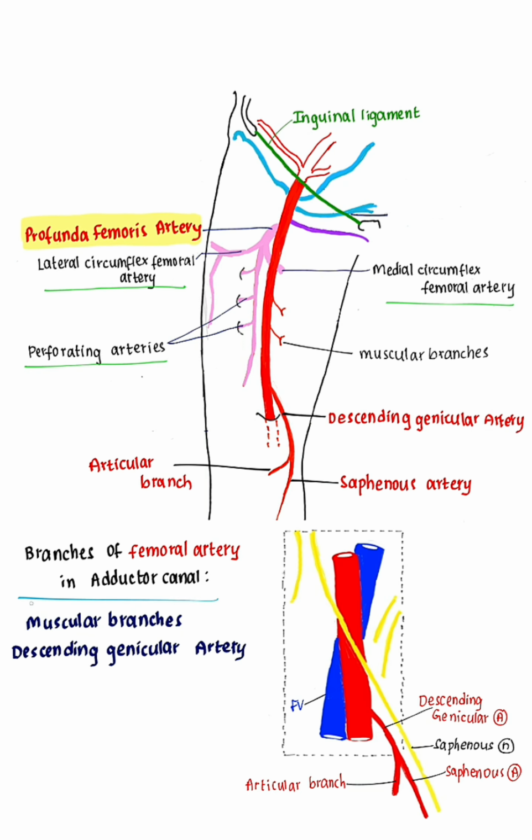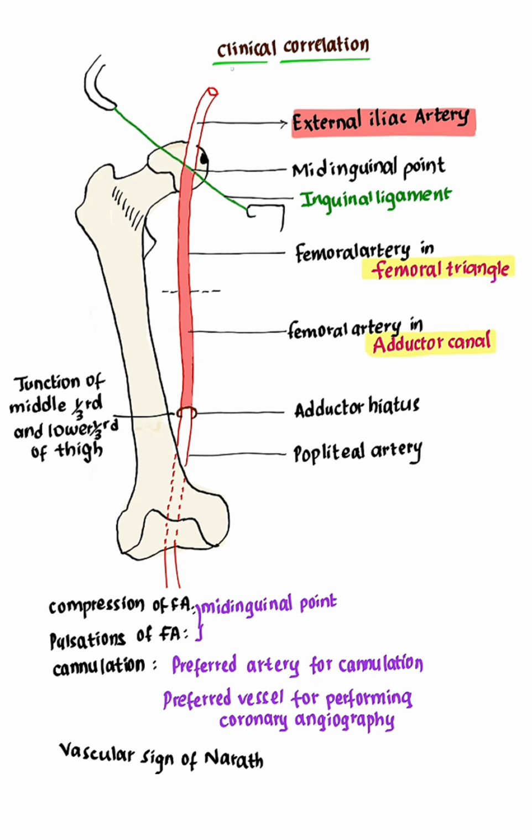Branches of femoral artery in adductor canal. Femoral artery within adductor canal gives muscular branches and descending genicular artery. Descending genicular artery arises before the femoral artery leaves the canal. It gives 2 branches, superficial branch and deep branch. Superficial branch is saphenous artery. It accompanies saphenous nerve.